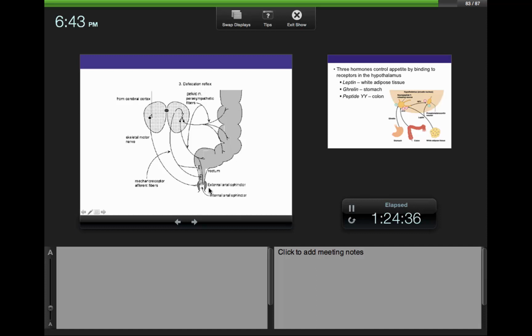Okay, so you get the constriction of the external anal sphincter, but see, this is actually under skeletal muscle control. So you have the ability here. This is voluntary. This is from the cerebral cortex. You can voluntarily relax that when you go number 2. Okay? You actually relax that external anal sphincter.